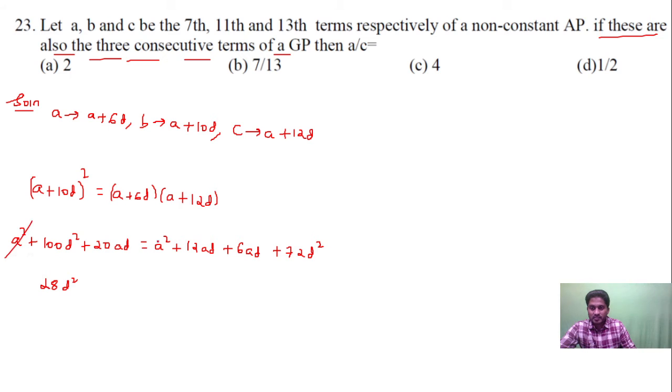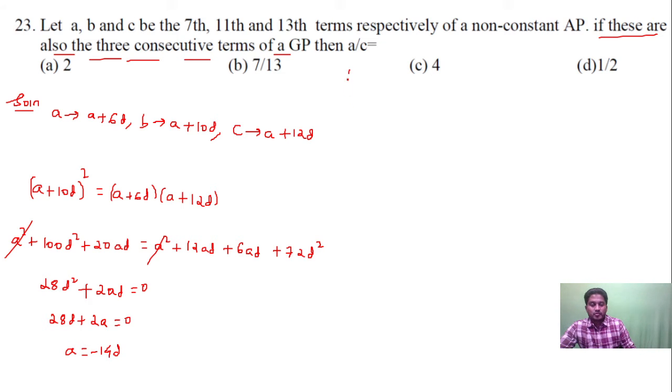a square will cancel with a square. If you add 12ad and 6ad, you get 18ad. Shift to the left side, 20ad minus 18ad, so 2ad plus 28d square is equal to 0. If I divide by d, you get 28d plus 2a is equal to 0. From this I get a is equal to minus 14d.